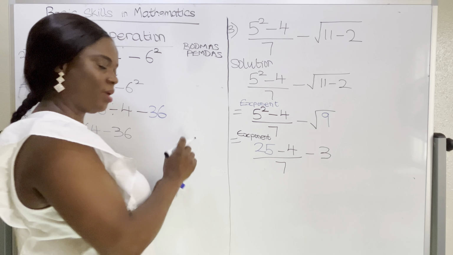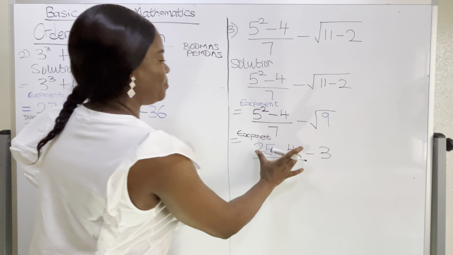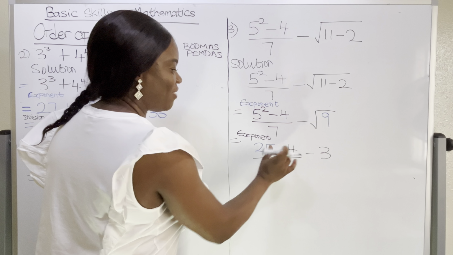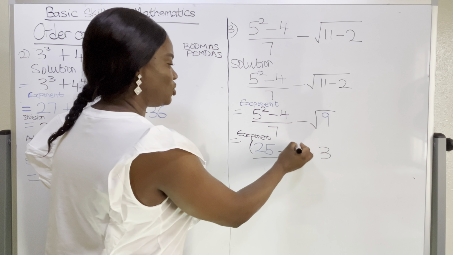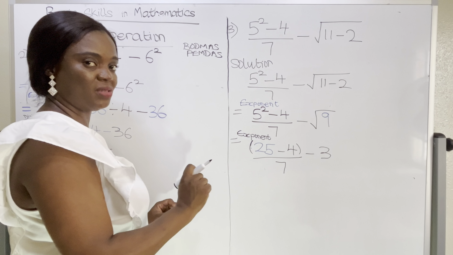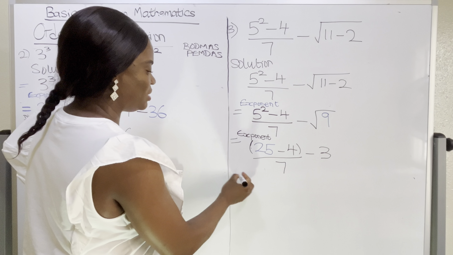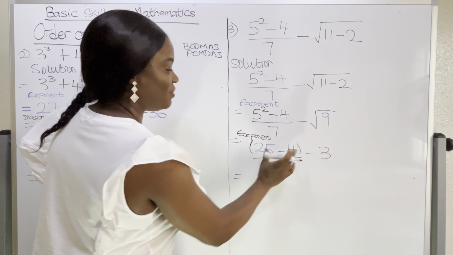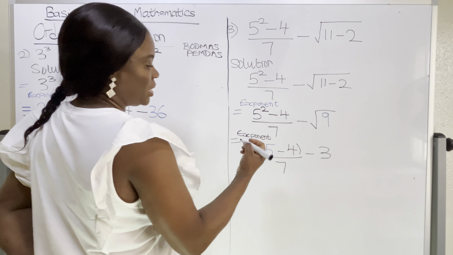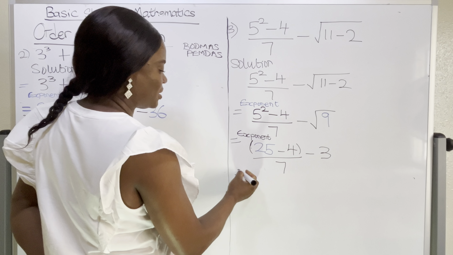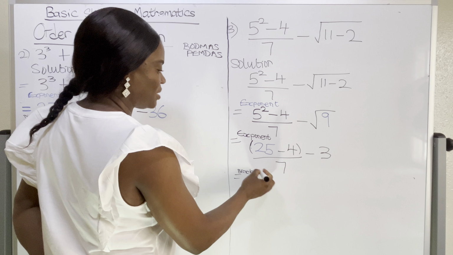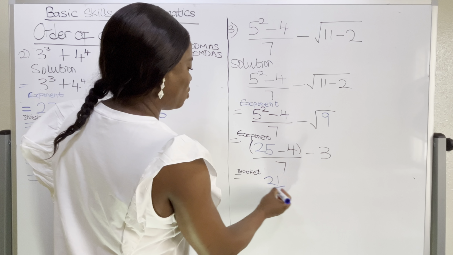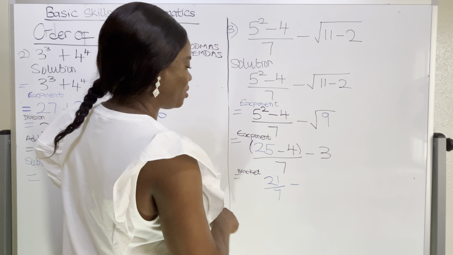The next thing to solve here, it is assumed there's a bracket here. Because before we do this division, we must simplify this. I will just introduce a bracket here. I need to consider this 25 minus 4 as a single term. So let's do this bracket. 25 minus 4 will give me 21 over 7 minus 3.